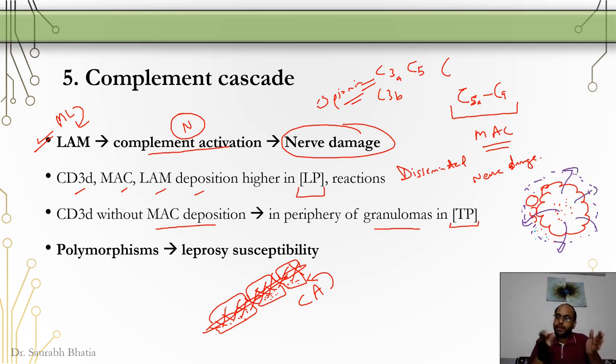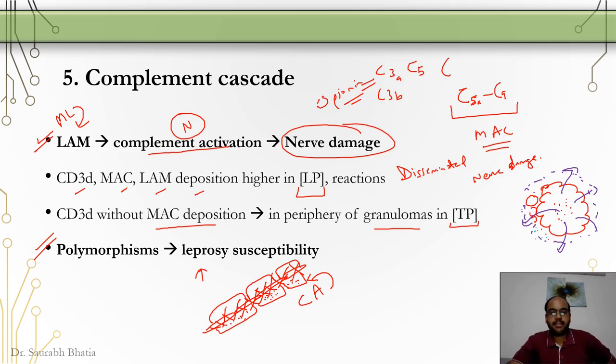So, in tuberculoid pole, we have put the bacilli in a jail known as granuloma. While in lepromatous pole, we are going to destroy each and every jail, also destroying the nerves beside it, leading to nerve damage. Clear? Any polymorphism in the complement cascade will lead to increased chances of leprosy. Clear? The complement system is going to protect us from leprosy by inflammatory damage. If there is any polymorphism, it won't be able to kill the bacilli, and you will have leprosy chances. Okay, let's go forward. This is the fifth player.